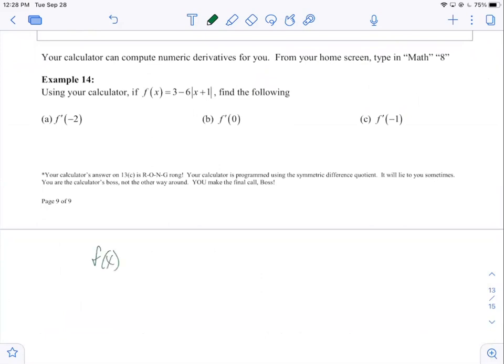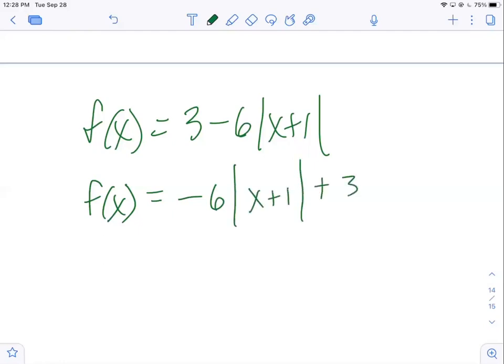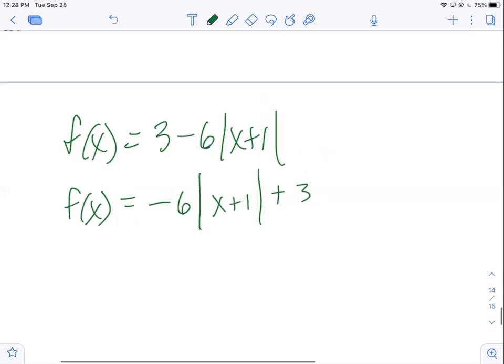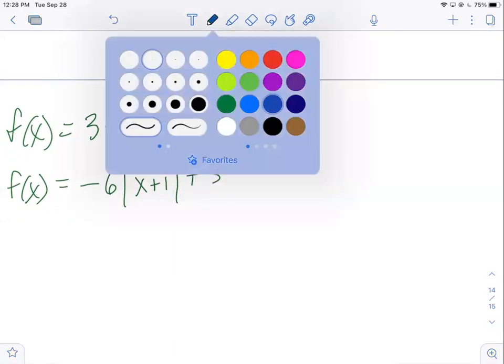F of x equals, I'm going to go ahead and write it, 3 minus 6 absolute value of x plus 1. We want to put it into standard transformation form, okay? Which, if you remember what that looks like, the 3 in the front really goes at the back, x plus 1, and that's really about all we have to do. So just looking at the transformations, the parent function, let's sketch that off to the side.